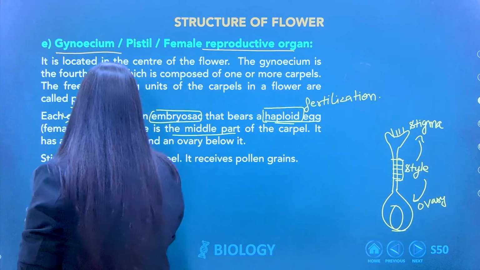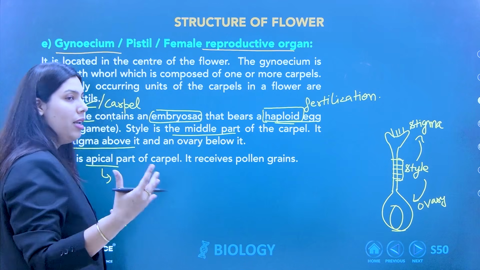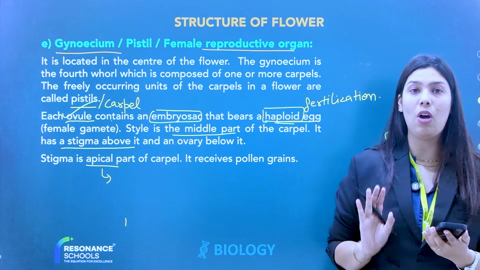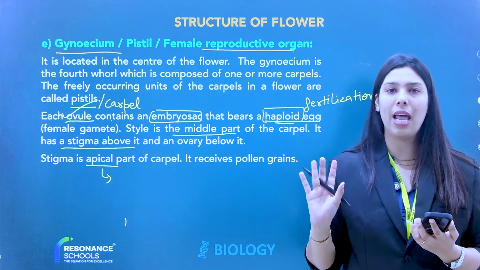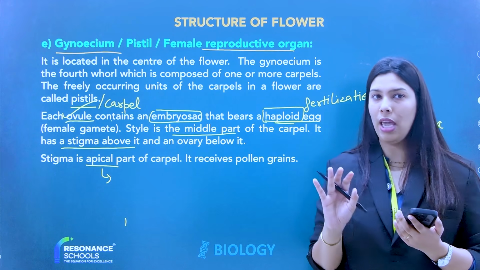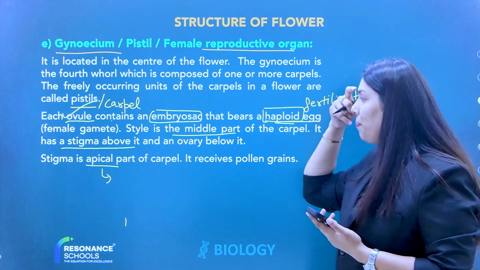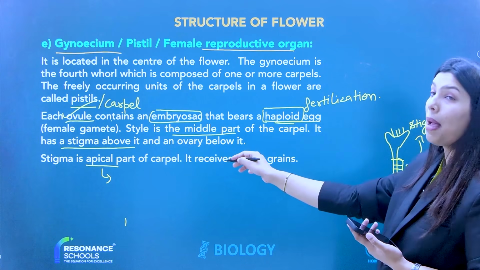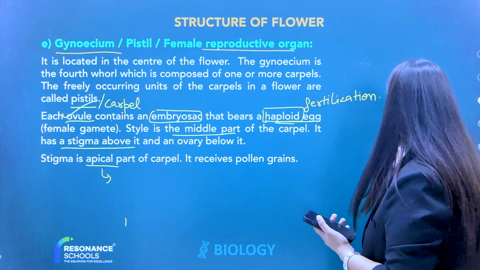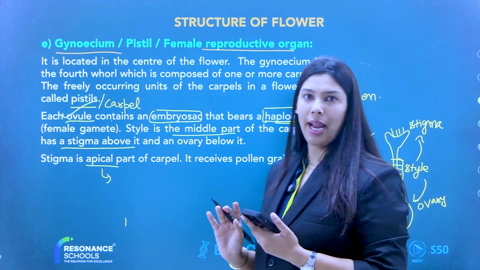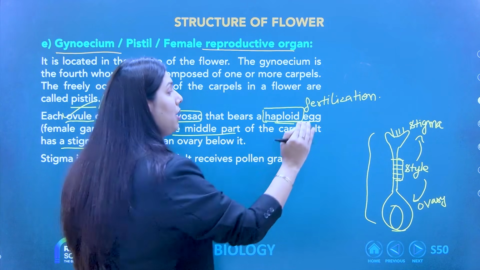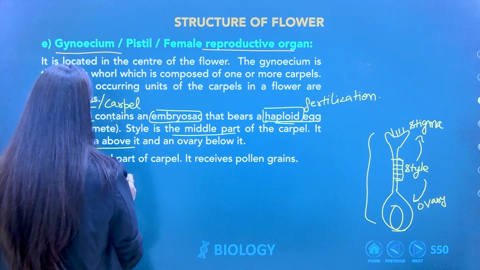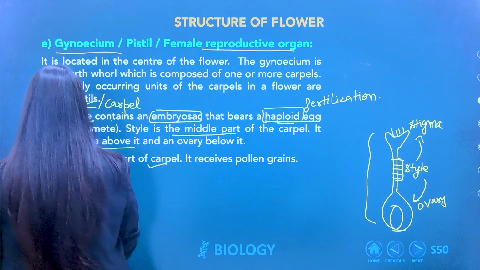In biology, we have terms like apical, lateral, ventral, dorsal to mention the location of something, some organism we are reading. Apical means top, tip. Stigma is the apical part of the carpel. This whole structure is a carpel, and in the carpel, the topmost portion is the stigma.